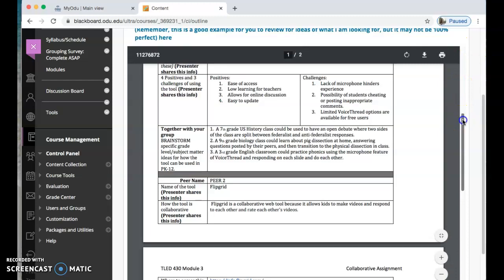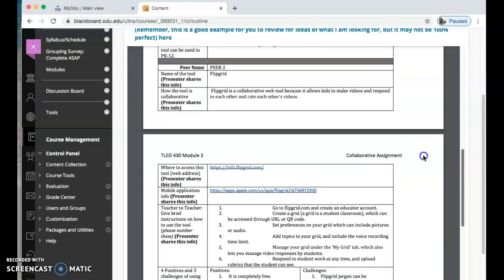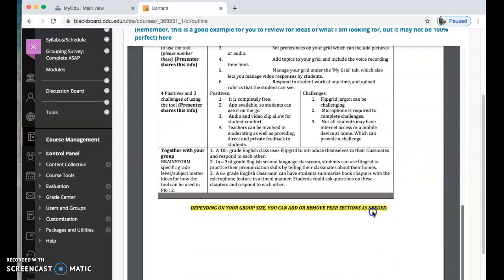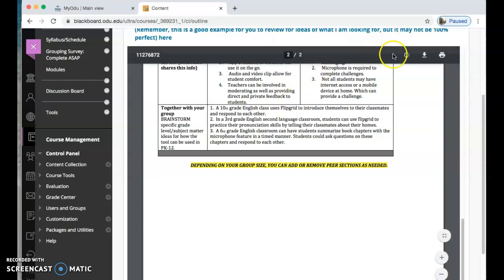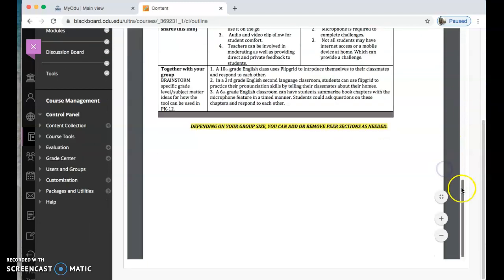Let's see what else they came up with. Flipgrid. I think a lot of you had Flipgrid. Everybody loves it. It's a good one. So let's see. They said 10th grade, they could use it to introduce themselves and respond to each other. Good collaboration between kids. 3rd grade language class, they could work on their pronunciation skills by talking about their homes. 6th grade English class, they could use the microphone to summarize and ask each other questions. So again, good collaboration.